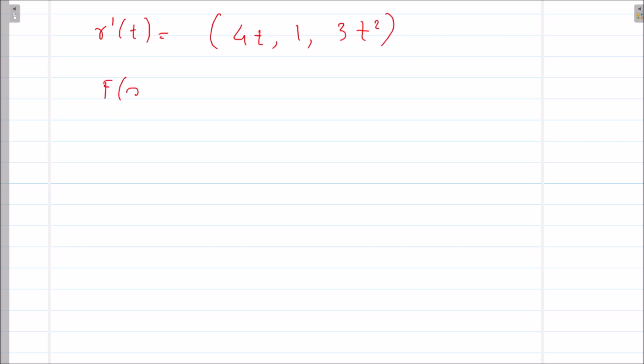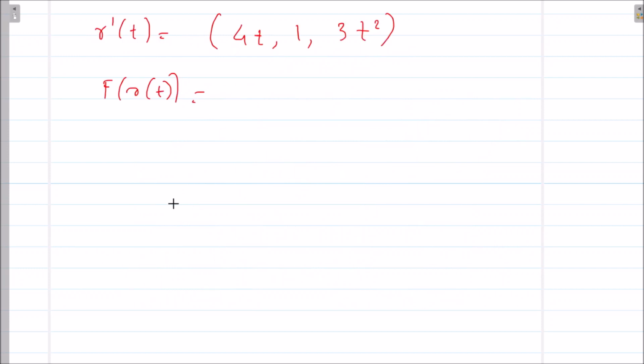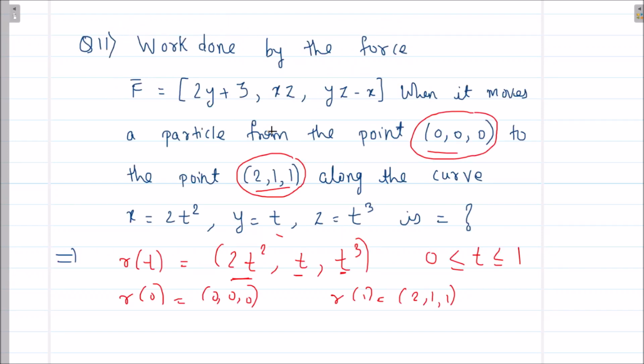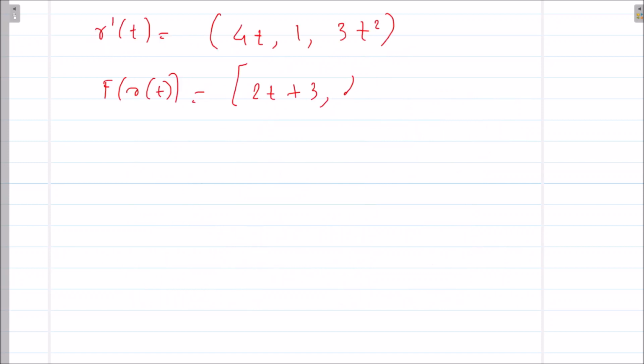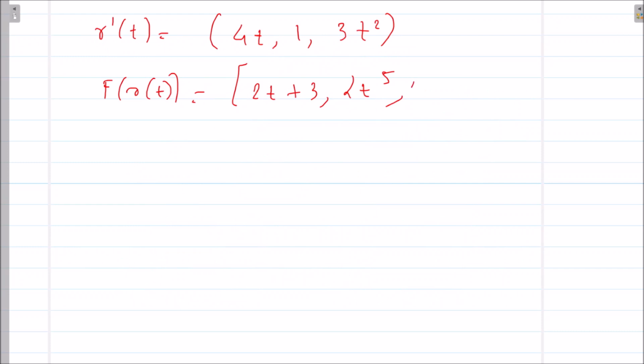You find f of r of t. So wherever you have x, y, z, you replace your x by 2t square, y by t, and z by t cube. So you have 2y plus 3. So you get 2t plus 3, right? You get 2t plus 3, comma, you have x into z. So 2t square into t cube. So you have 2 times t raised to 5. Then at the end you have yz minus x. What is yz? T into t cube. So t raised to 4 minus 2t square. So you have t raised to 4 minus 2t square.